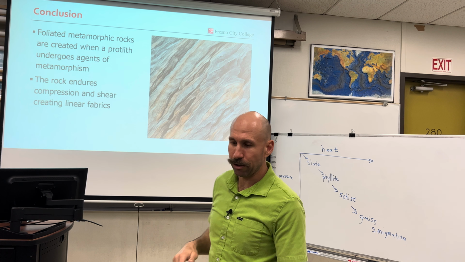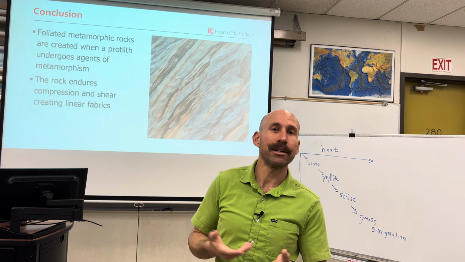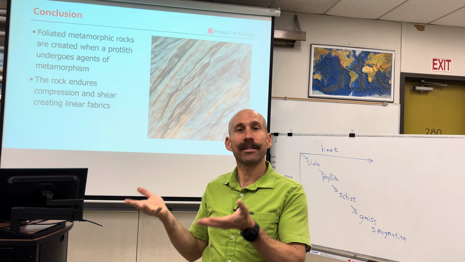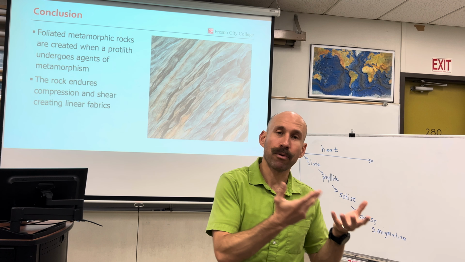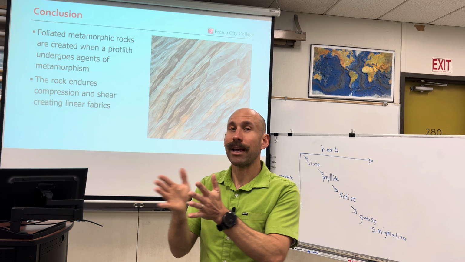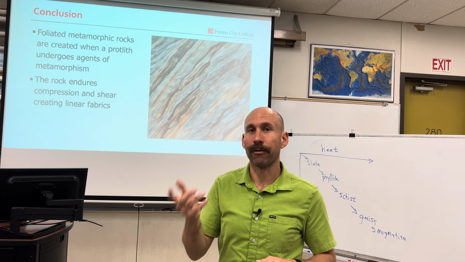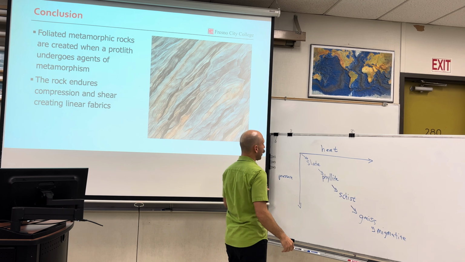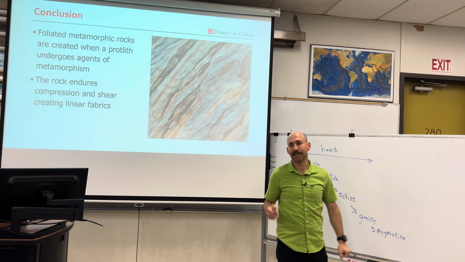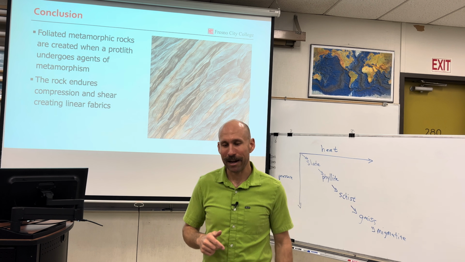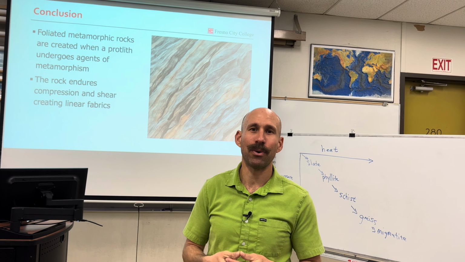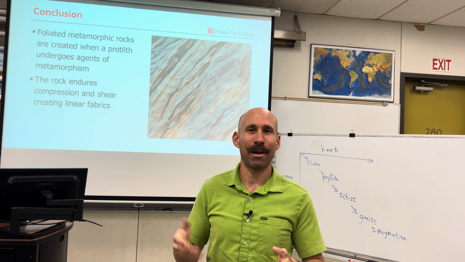Now, to conclude, a foliation is a planar fabric that is imprinted through the process of metamorphism, where a protolith will change its form into a metamorphic rock. And we have common metamorphic rocks with increasing grade that include slate, phyllite, schist, gneiss, migmatite, with some other shout-outs of metaconglomerate. This is not a comprehensive list, but a very good introduction to common foliated metamorphic rocks.